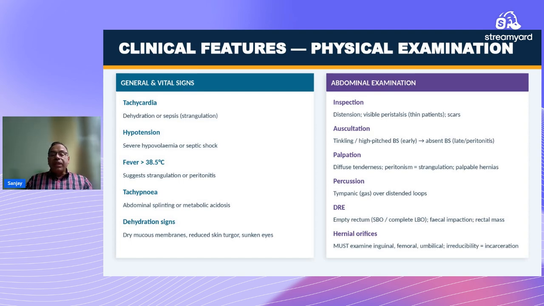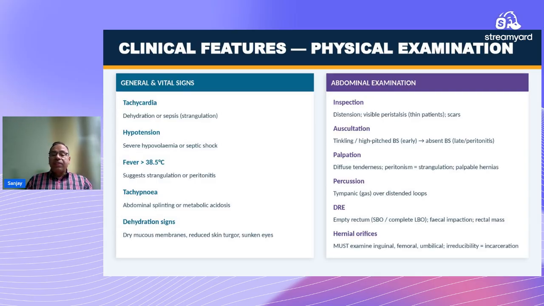If you examine the abdomen in a patient of intestinal obstruction, there may be distension of the abdomen, and sometimes visible peristalsis, especially in thin patients, can be seen. Look for any scars which would tell you the cause of intestinal obstruction as post-op adhesions. Surgical scars are always actively looked for when you're examining the patient's abdomen.